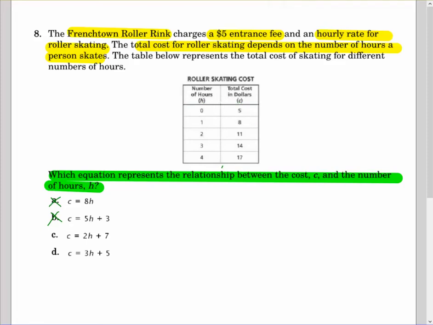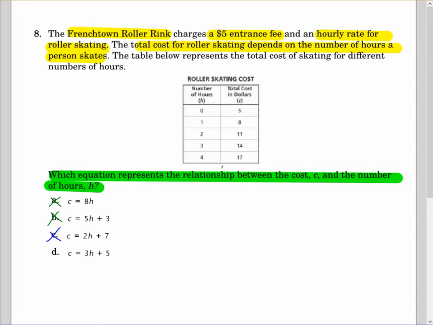All right, the next one, C, equals 2H plus 7, so double the amount of hours, add 7. So 4 times 2 is 8, plus 7, that's not going to work for 4 hours. 3 times 2 would be 6. 6 plus 7 does not equal 14. So again, C is a garbagey answer.